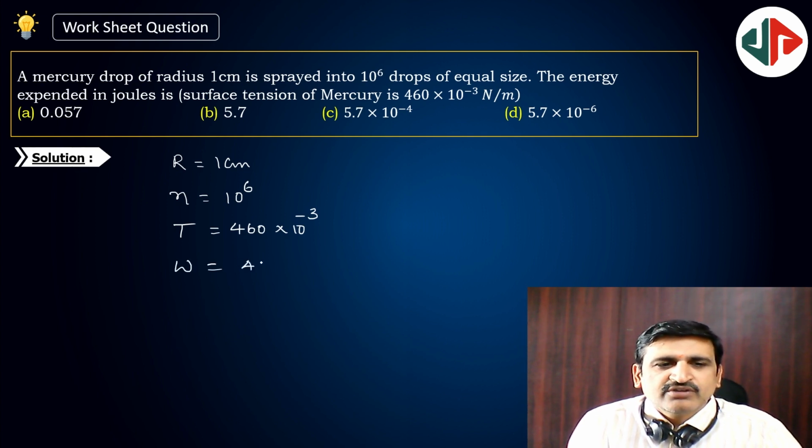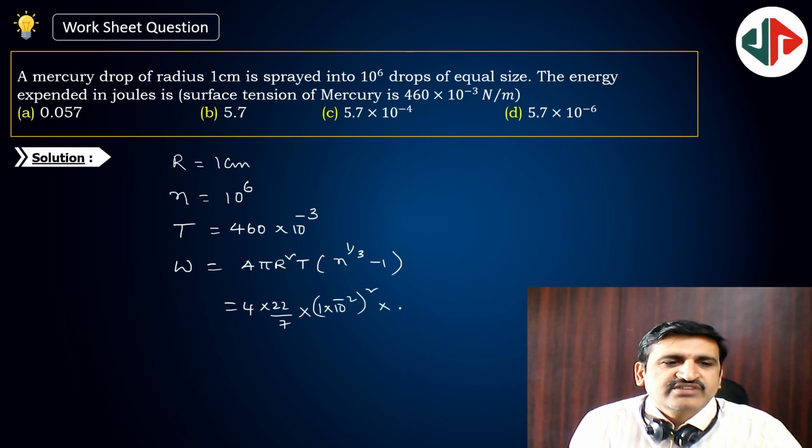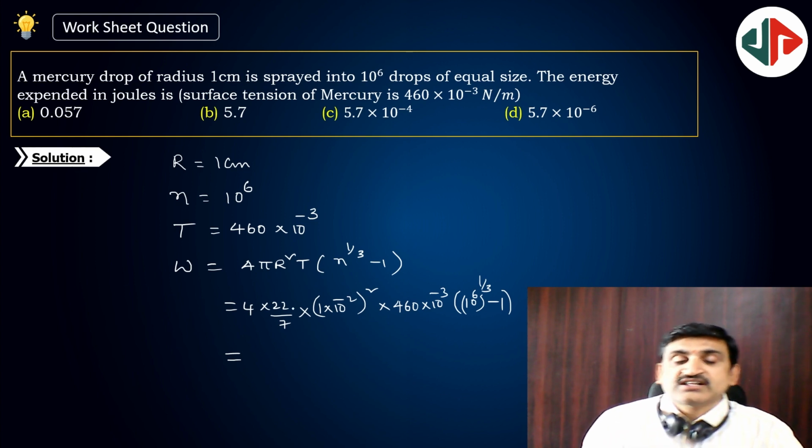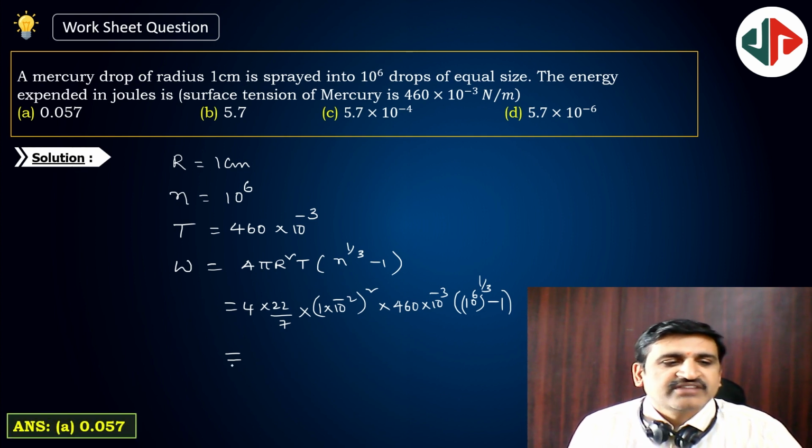Energy is equal to 4 pi r square T into n to the power of 1 by 3 minus 1. So 4 pi is 22 by 7 into r square, 1 into 10 to the power of minus 2 whole square, into surface tension 460 into 10 to the power of minus 3, into 10 to the power of 6 whole power 1 by 3 minus 1. So this gives rise to some 5 point something, right? So the point adjustments are all with 57 only. That's a very dangerous thing. You need to adjust in a better way. So this is 0.057, nothing but 5.7 into 10 to the power of minus 2 joule.